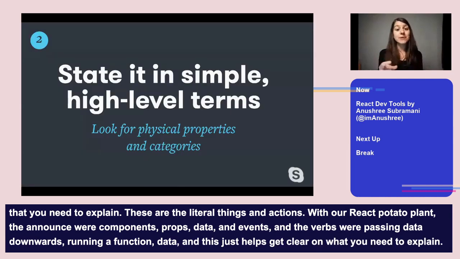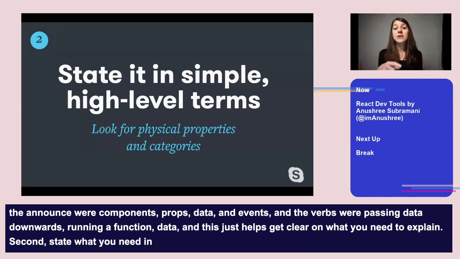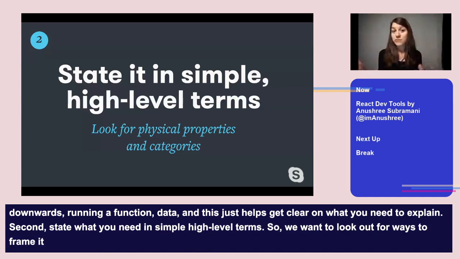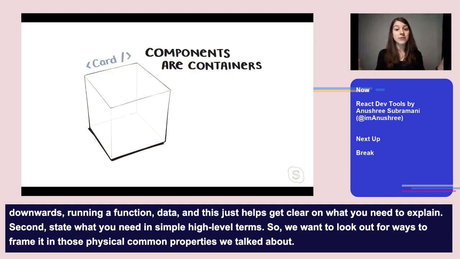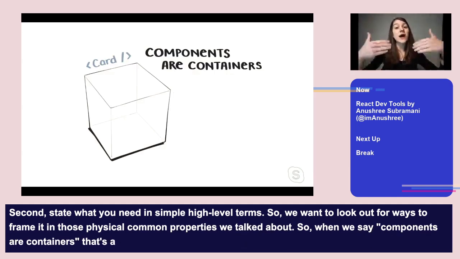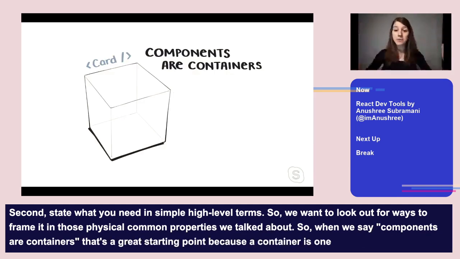Second, state what you need to explain in simple high-level terms. So we want to look out for ways to frame it in those physical common properties we talked about. So when we say components are containers, that's a great starting point because a container is one of those higher level categories that any human with a body who lives in the physical world can understand.